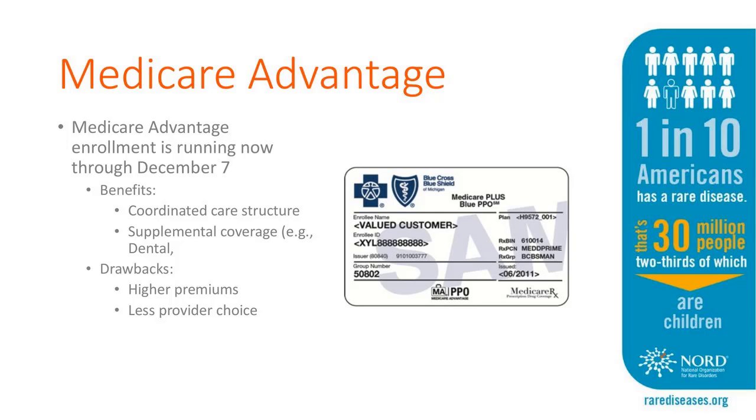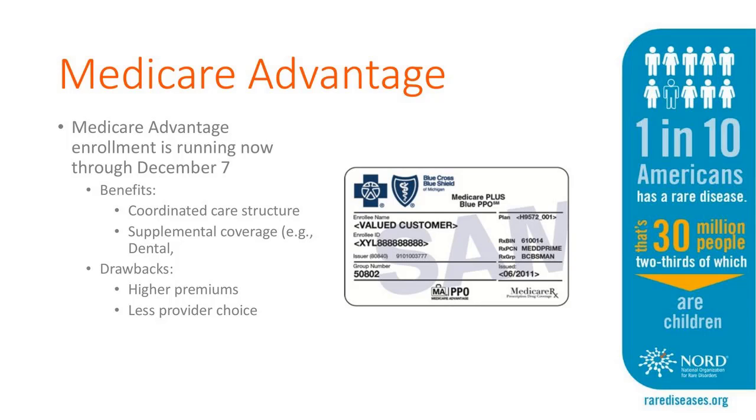So to talk about the benefits first, for one, there is more of a coordinated care structure, and that might be a bit intuitive considering you're signing up for one plan rather than piecing your health care coverage together from Part A, from Part B, and from Part D. So these insurance plans are meant to offer better coordinated care.